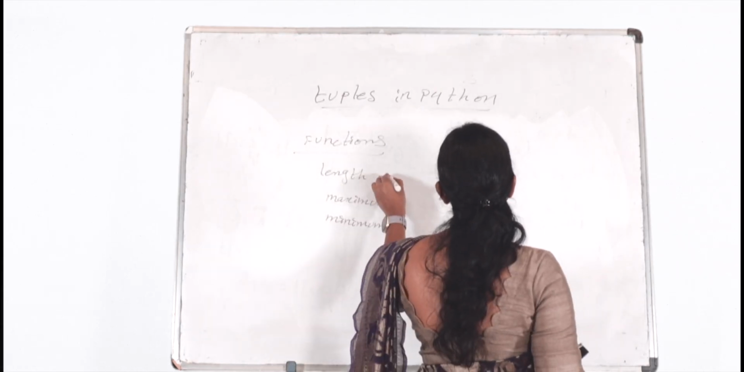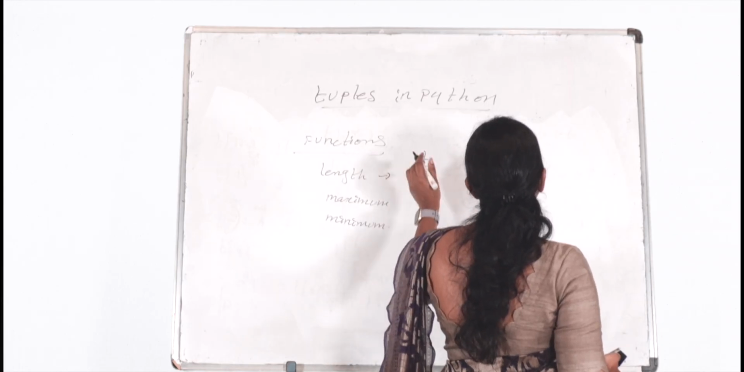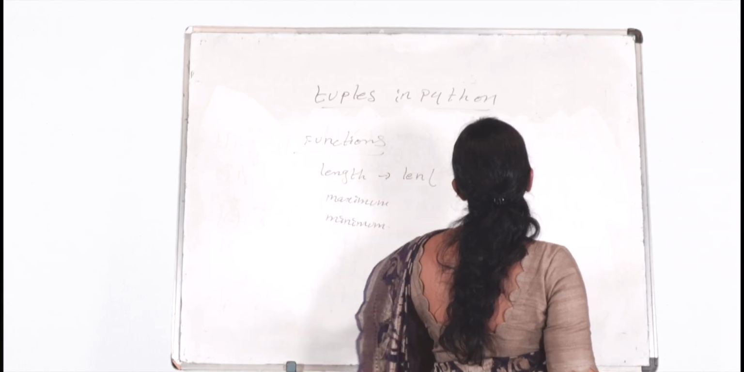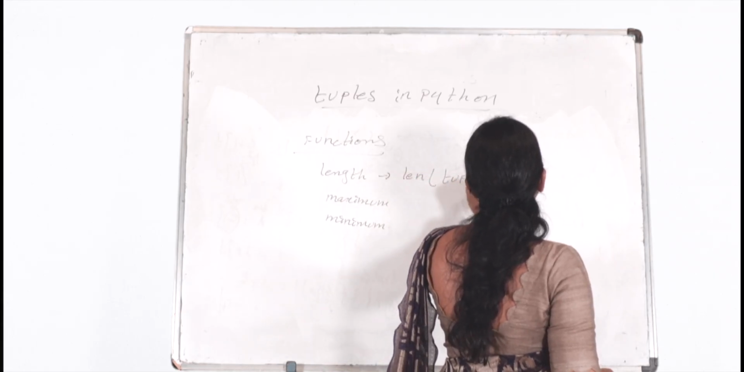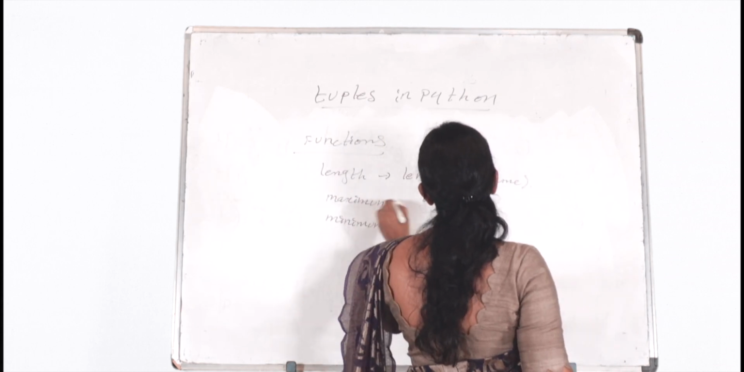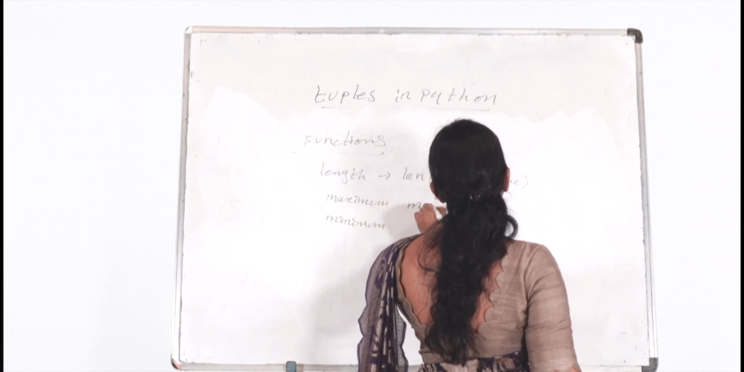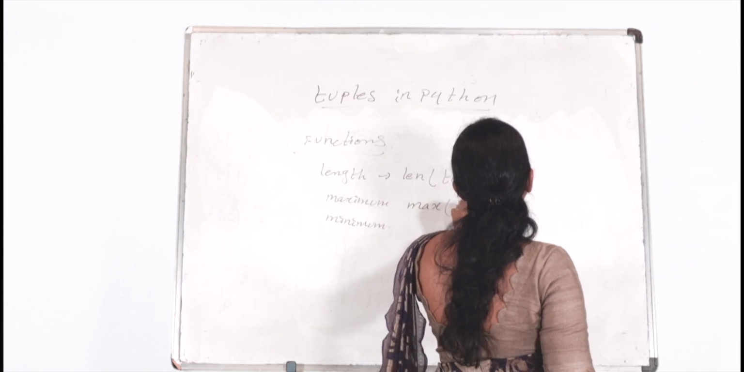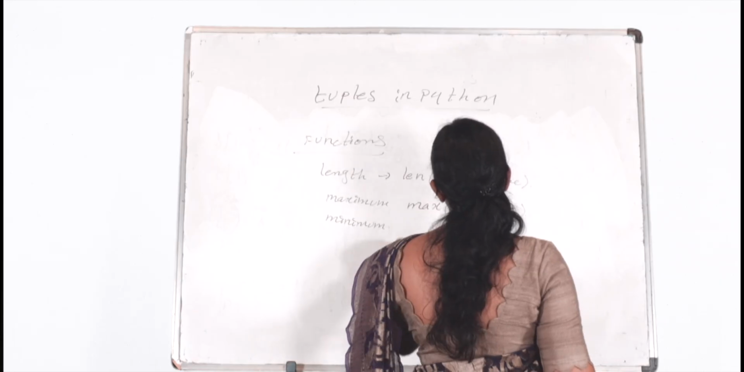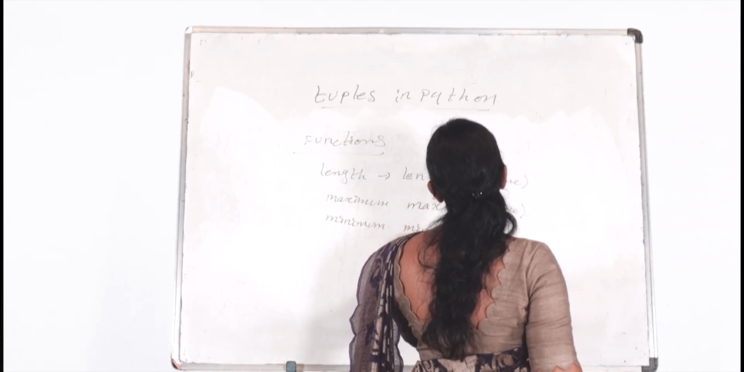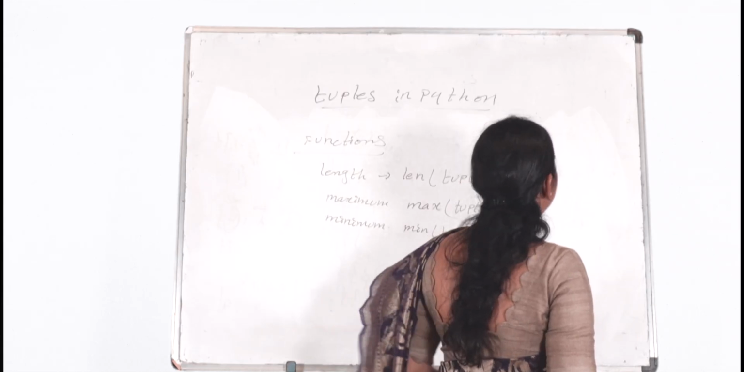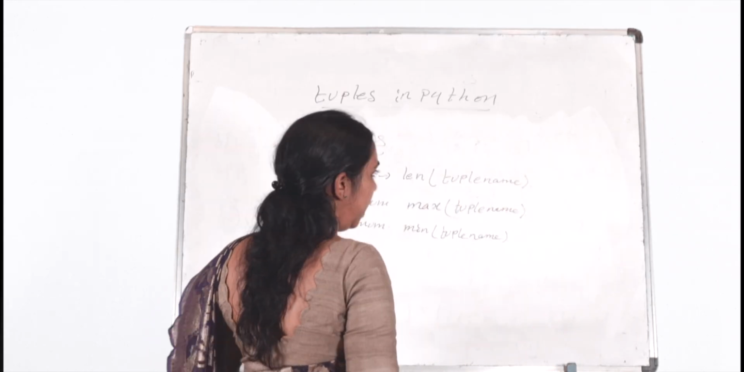How to calculate the length of the tuple: the syntax is len of the tuple name. This is the syntax to find the length of the tuple. To find the maximum value in a tuple, the syntax is max of the tuple name, and we retrieve the maximum value. The minimum is min of the tuple name, and we get the minimum value from the tuple. These are the built-in functions on tuples.